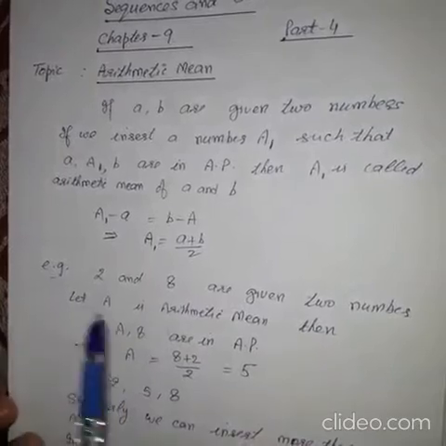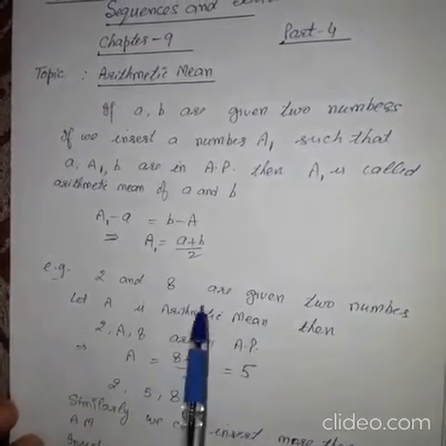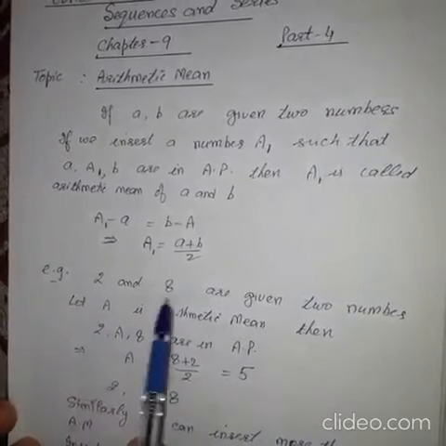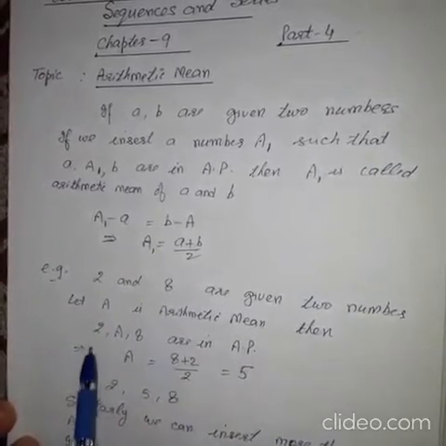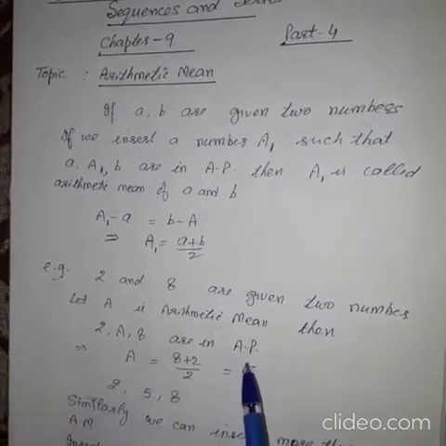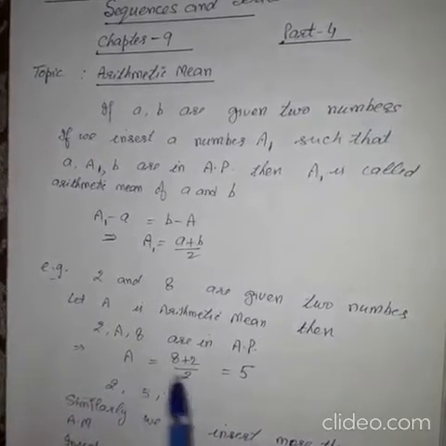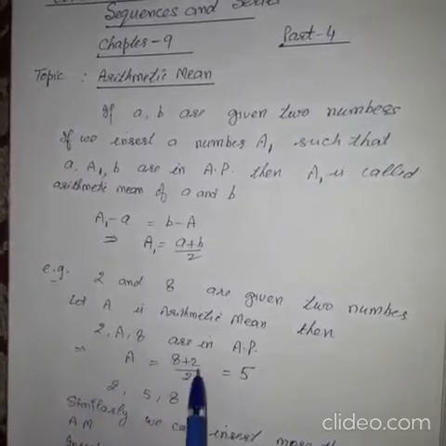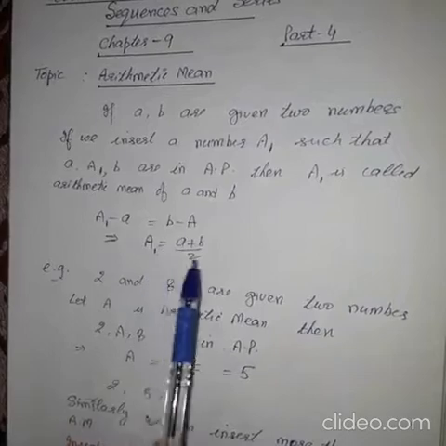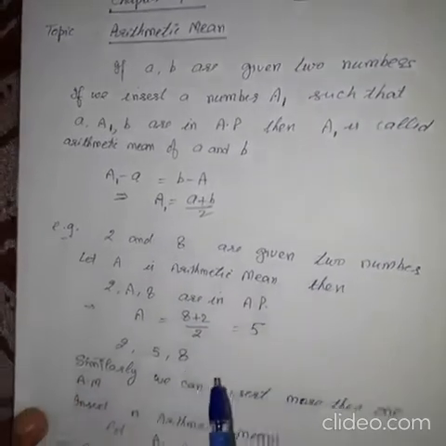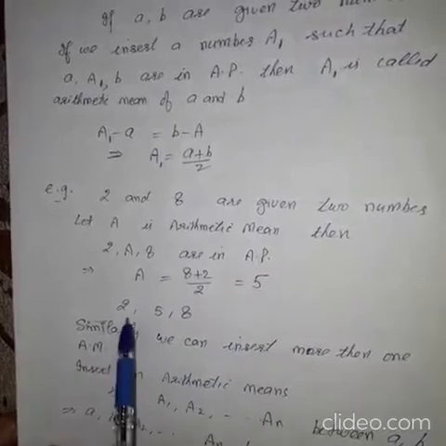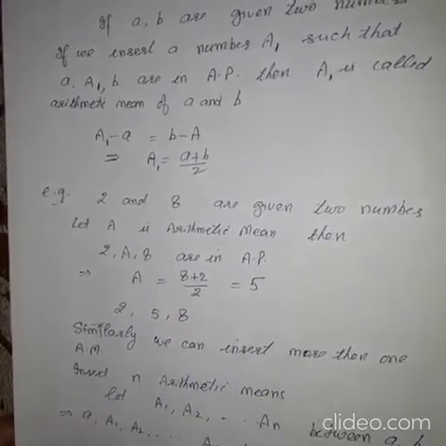Now for example, if 2 and 8 are two given numbers and A is the arithmetic mean of 2 and 8, it means 2, A and 8, these three numbers will form an AP, and the value of A can be calculated as 2 plus 8 divided by 2. So the arithmetic mean of a and b is a plus b upon 2. I hope it is clear. So the number evaluated is 5, so 2, 5, 8 form an AP.